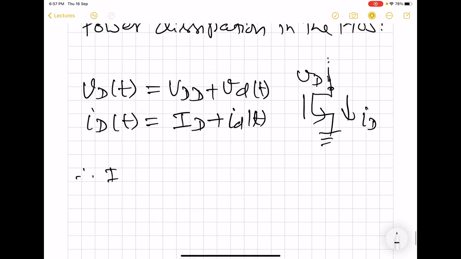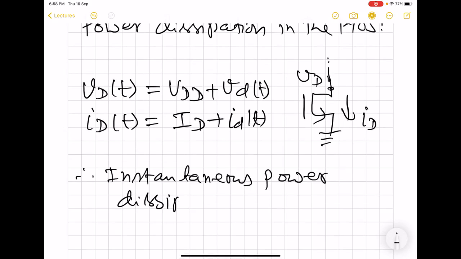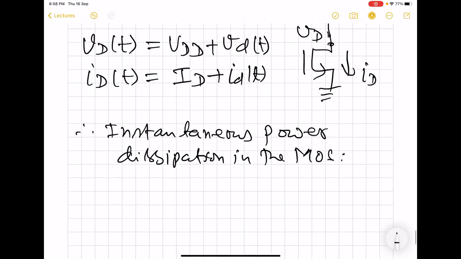So therefore, instantaneous power dissipation in the MOS is going to be this VD into ID.